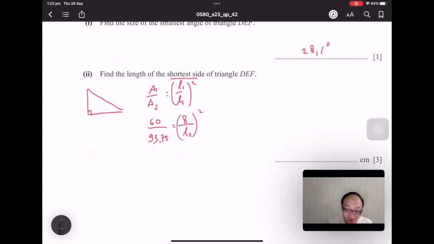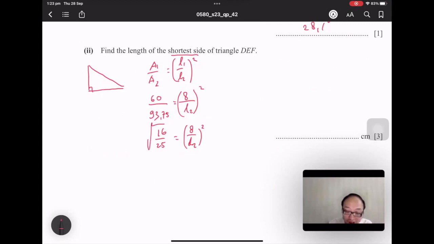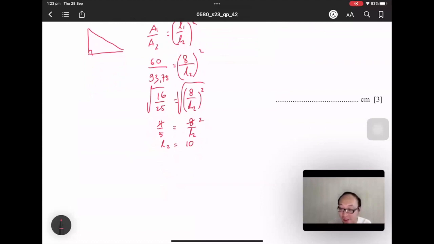So we can calculate 60 over 93.75. This is 16 over 25 equals to 8 over L2 square. So we can root it the both sides. So 4 over 5 equals to 8 over L2. We can cancel this. Divided by 4, this is 2. So L2 is 10 centimeters.